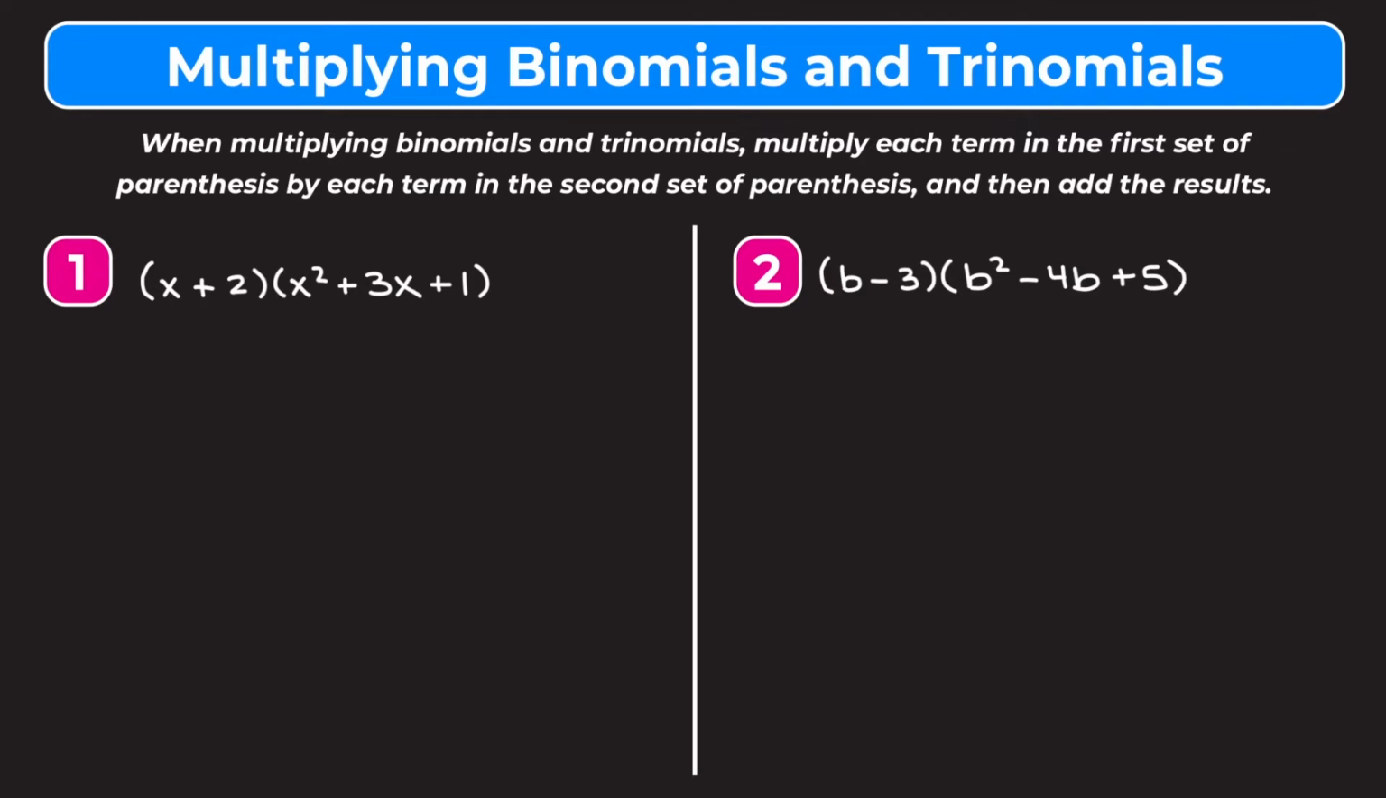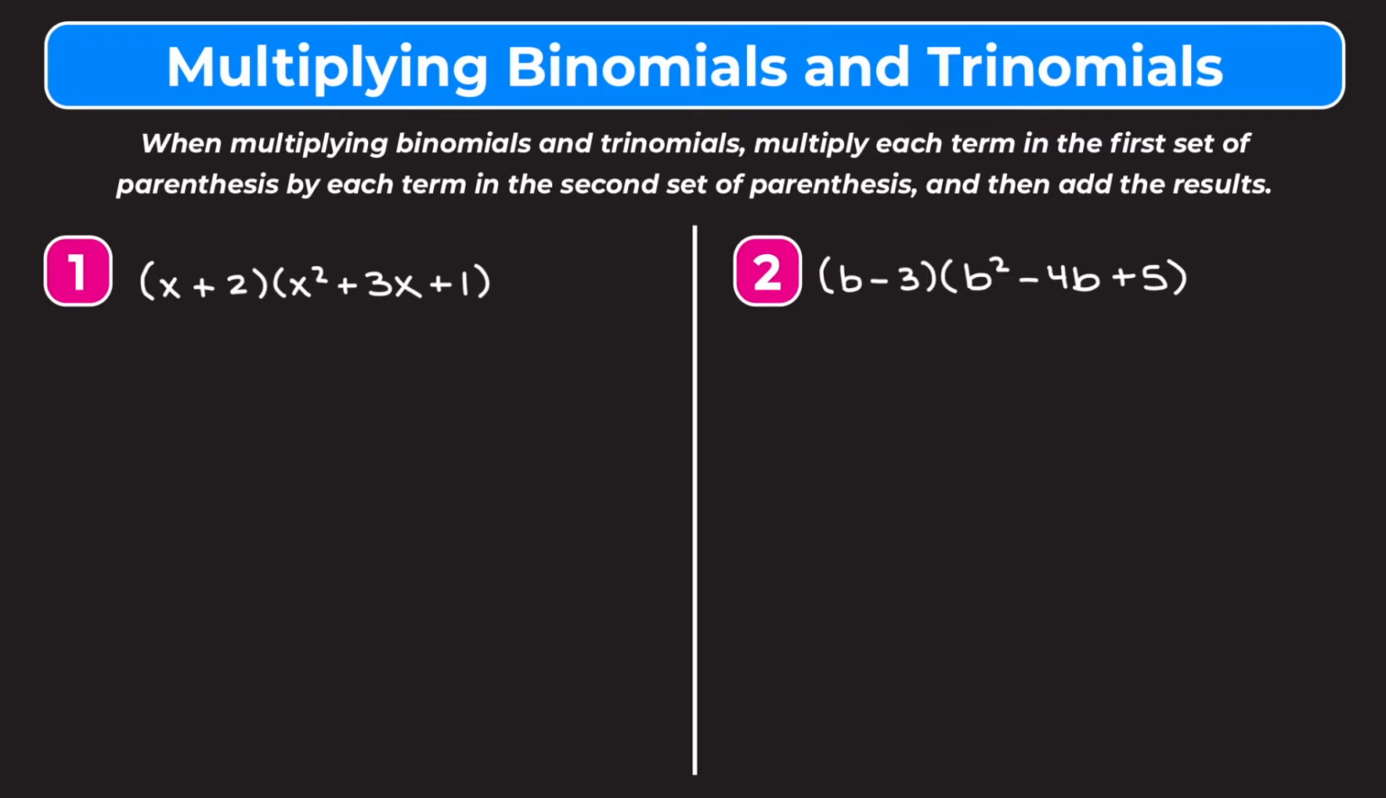So in number 1, x squared plus 3x plus 1 is a trinomial because it has three terms. And in number 2, b squared minus 4b plus 5 is a trinomial. And if we look at the top of our screen, we're going to see some notes on how to multiply binomials and trinomials. It says when multiplying binomials and trinomials, multiply each term in the first set of parentheses by each term in the second set of parentheses, and then add the results. So I'll show you guys what that means by starting with number 1.